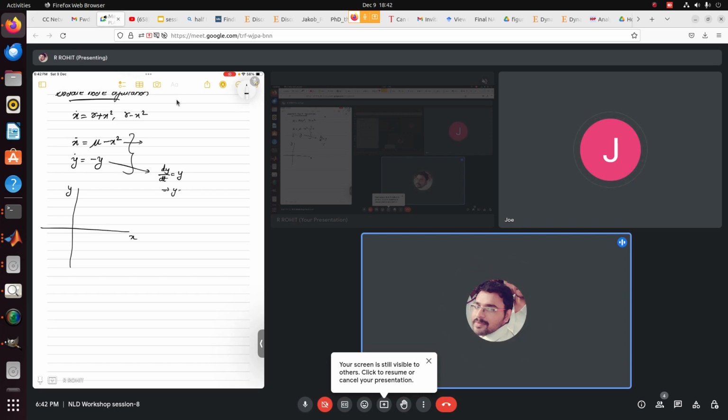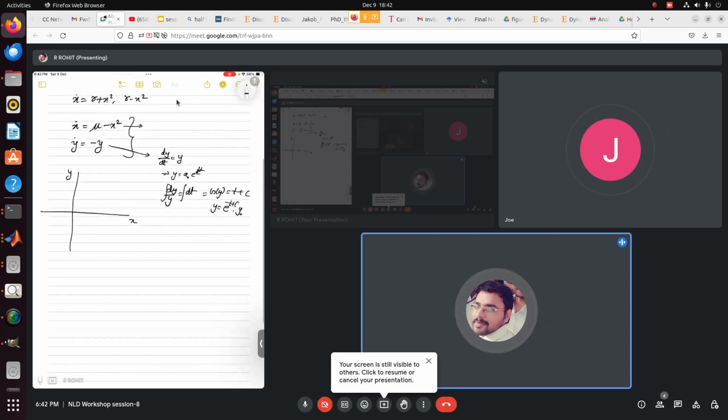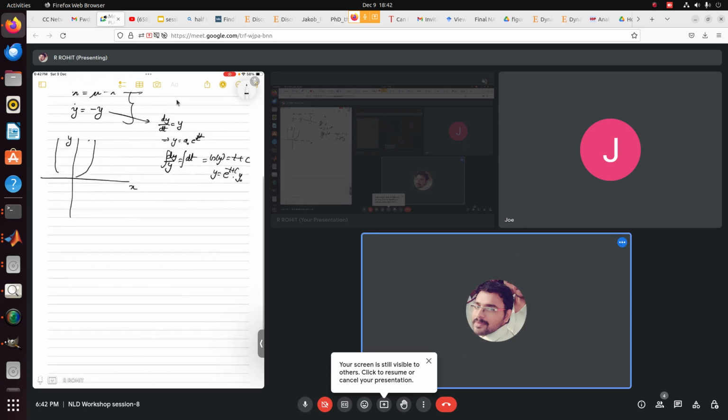This is an exponential. If I write it properly, dy by dy by dt equals minus y. If you integrate it, ln of y equals minus t plus c. Taking the antilog, y equals y naught times e to the power minus t. So it is an exponential decay. Any point that starts on this y axis will eventually decay down instead of going up, which is what that exponential term indicates.